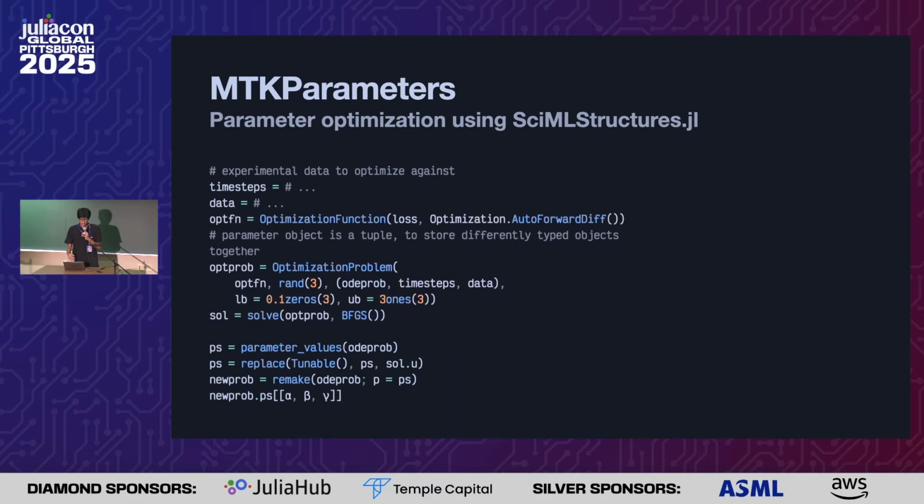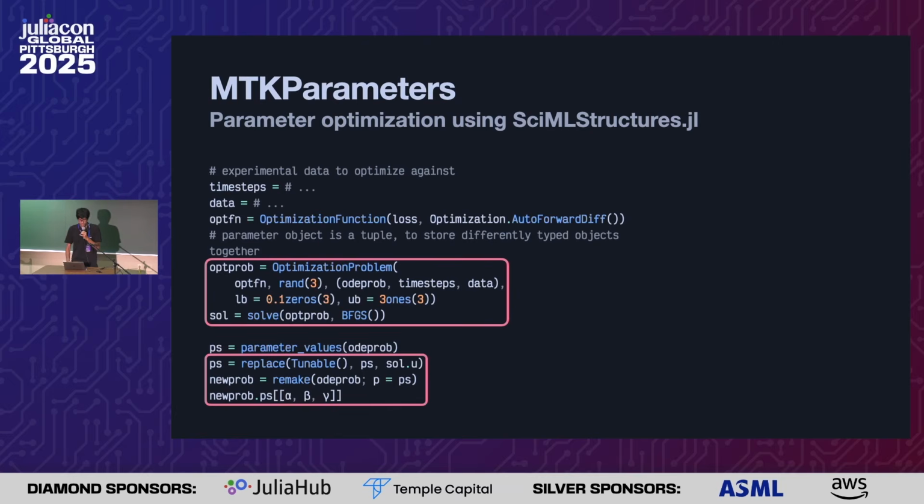Using this loss function, we can set up the optimization function and the optimization problem and give it a random 3 values as the starting point, and give it the lower and upper bounds and all of these standard Optimization.jl workflows. Once I solve my system, I can just do the same thing again. I can take the solution and replace the tunable part of my parameter object with the optimized values from the solution, and voila, we have an ODE problem that we can just symbolically access and get the updated values of alpha, beta, and gamma from.